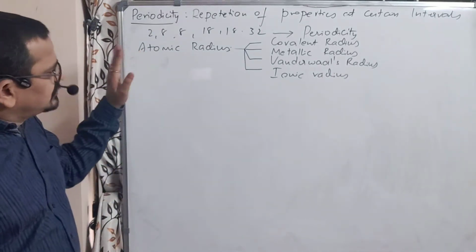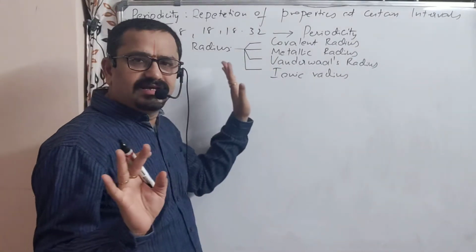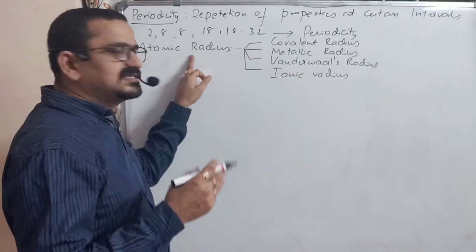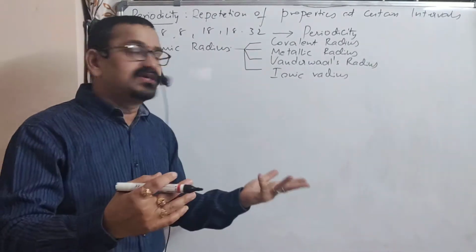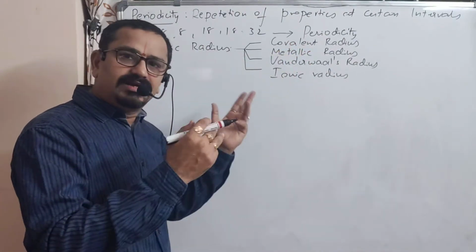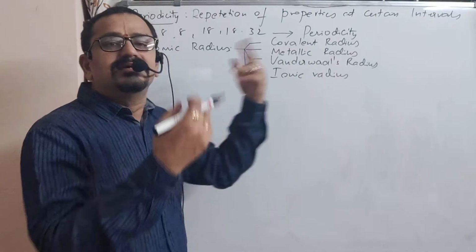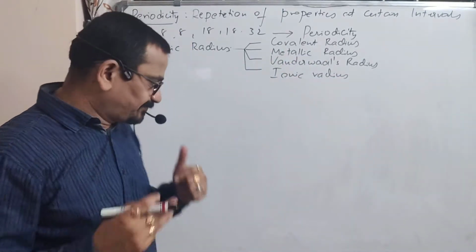Conventionally, atomic radius means either covalent or metallic radius, and we can simply call either one by the term atomic radius. But we have to apply it with respect to the nature of the element. If it is a non-metal, the same atomic radius must be called covalent radius. If it is a metal, the same thing is called metallic radius. That depends on the nature of the element.